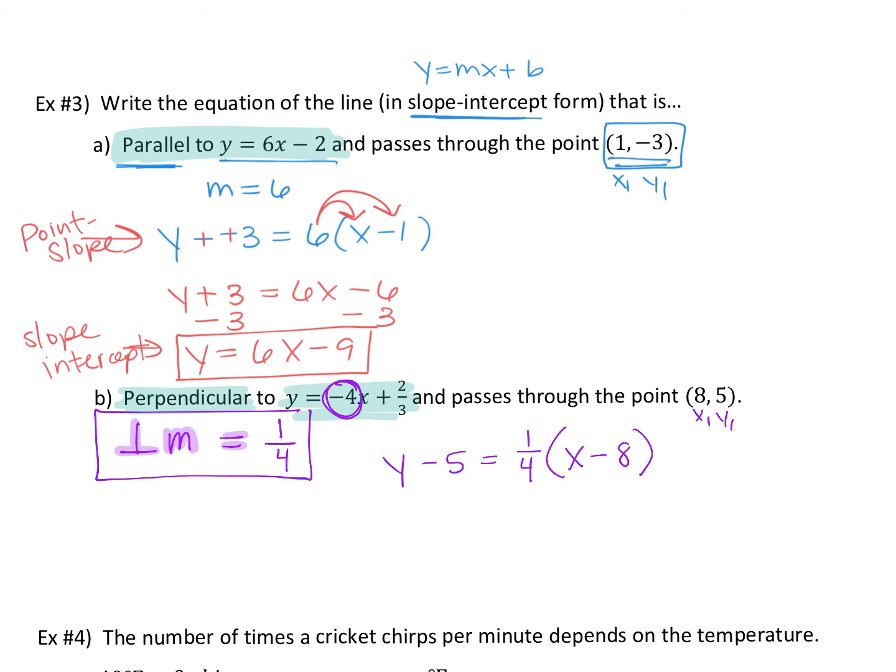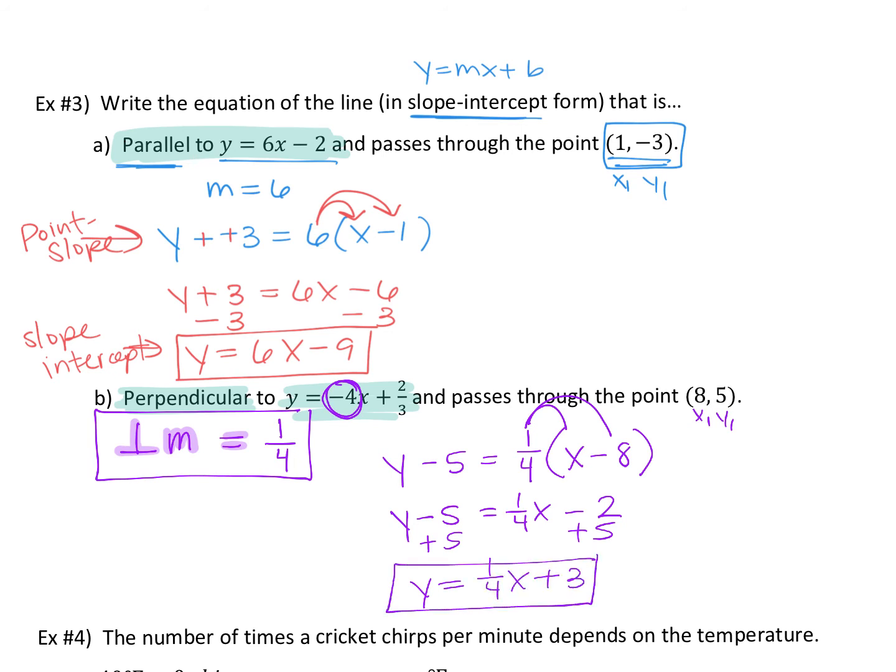So you start with point slope, right? From point slope, now we're going to distribute. So distribute that 1/4. Y minus 5 equals 1/4 x minus what? What's 1/4 times 8? 2. Yeah. So then from there, just add the 5. You get y equals 1/4 x plus 3. And that is your answer. Good?